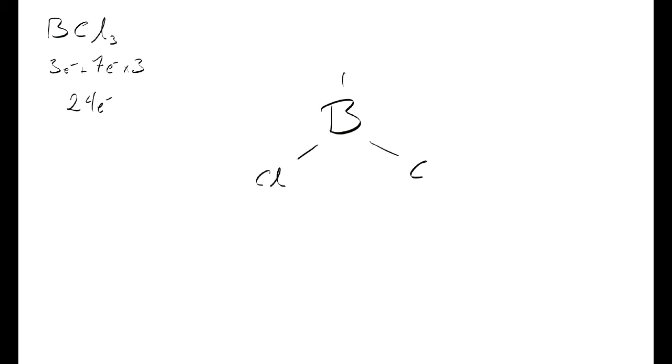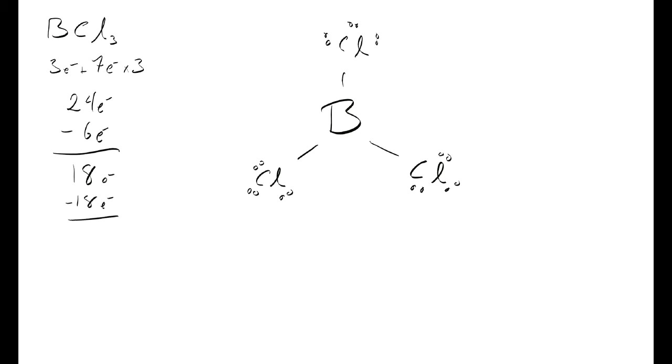Next up, boron trichloride. Okay. Boron gives us 3 electrons. Chlorine gives us 7, and there are 3 of them. So we have 24 electrons to play with. Boron goes in the middle, bonded to each of the chlorines. That uses up 6 electrons, leaving us with 18. So 2, 4, 6, 8, 10, 12, 14, 16, 18. And that uses up all of our electrons.